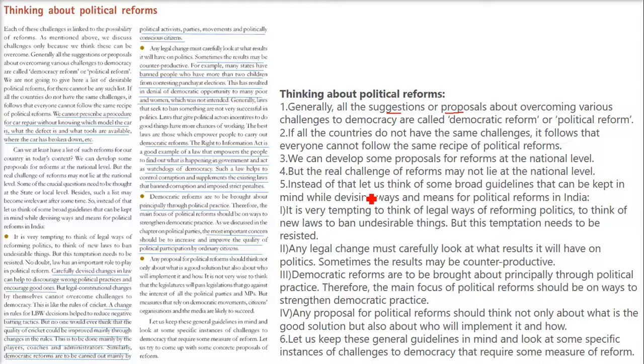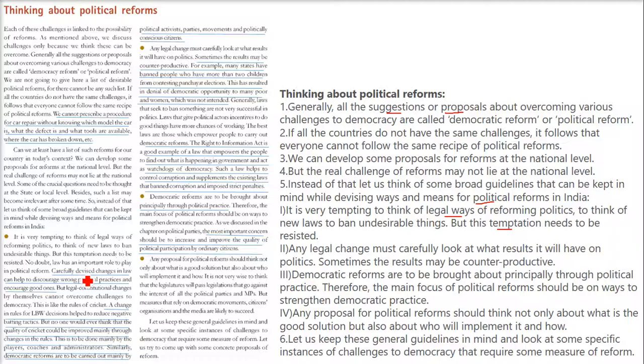But let us think of some broad guidelines that can be kept in mind while devising ways and means of political reforms in India. Political reforms cannot just be written down on a piece of paper, but there are certain things we can talk about. The first is that it is quite tempting to use the legal way, the Qanun, for reforming and making politics good, to make new laws and ban undesirable things. But this temptation needs to be resisted.